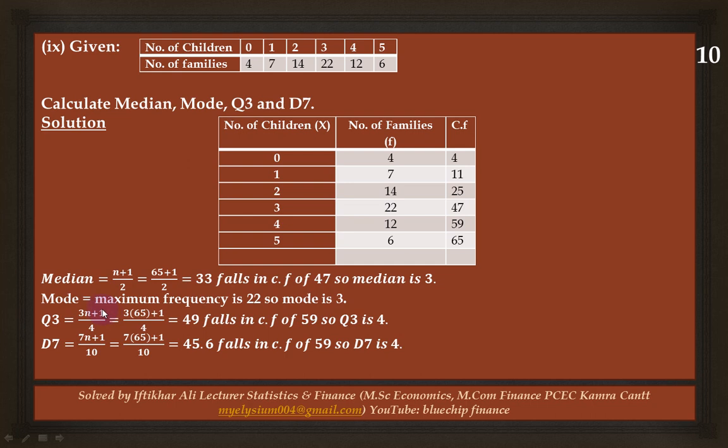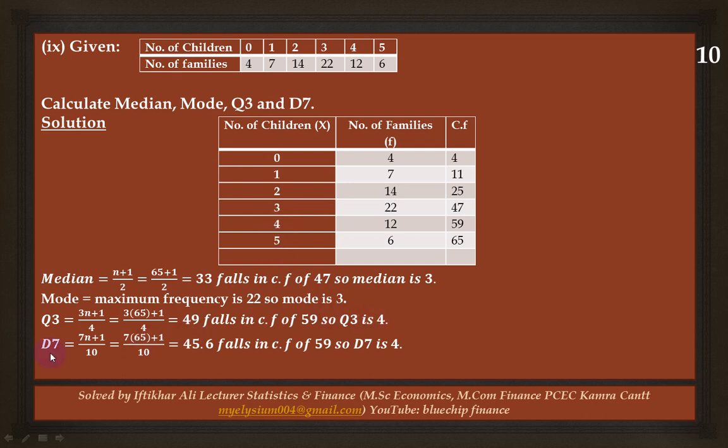We take this formula 3n plus 1 divided by 4, in which we just put the values: 3, n equals to 65, plus 1, divided by 4 equals to 49, and 49 falls in the cumulative frequency of 59, and in front of 59 x is 4, so quartile 3 is 4.